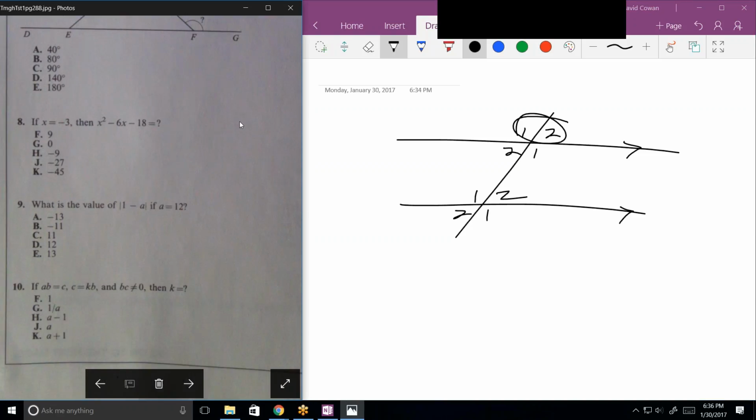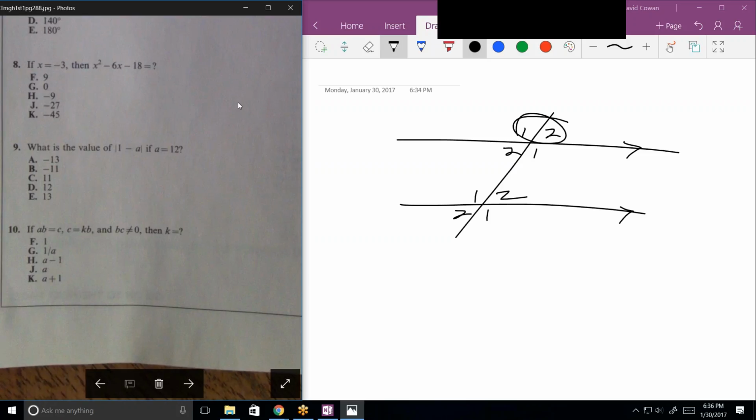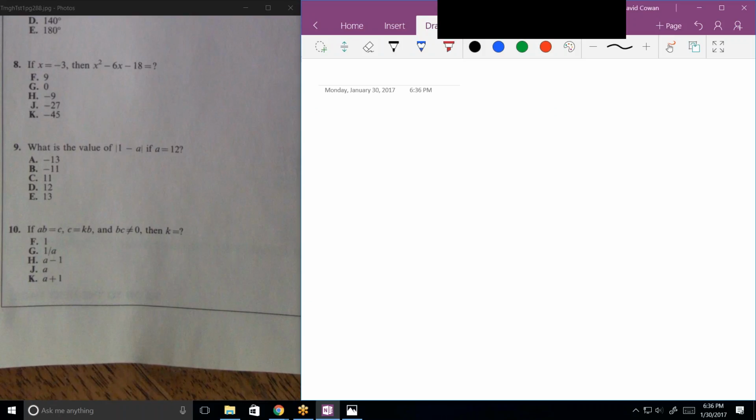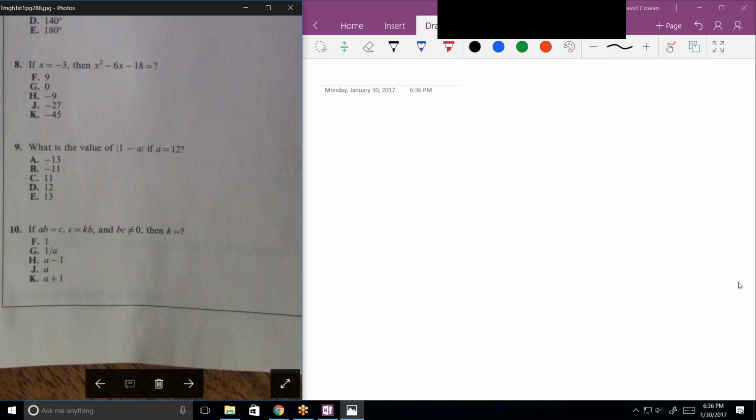The next one, that's if x is -3 equals 9 minus, so wouldn't that be plus 18? Minus 18. So it'd just be 9? That's number 9. So that's f. Okay, what is the value of 1 minus a? Those are absolute value signs around it.